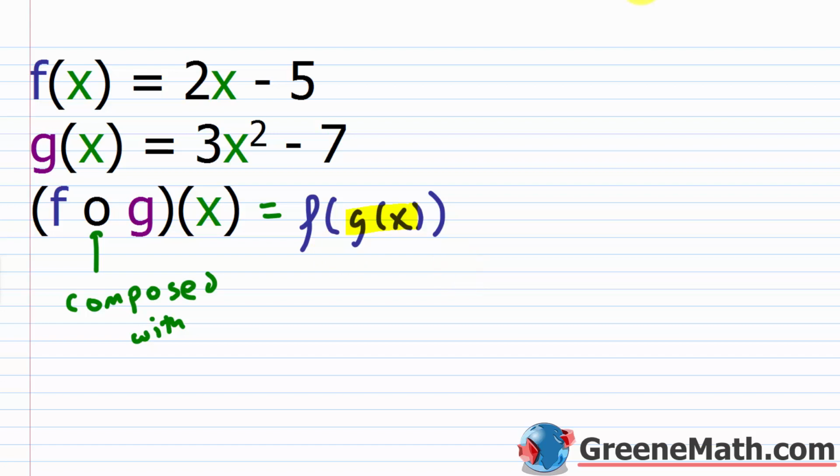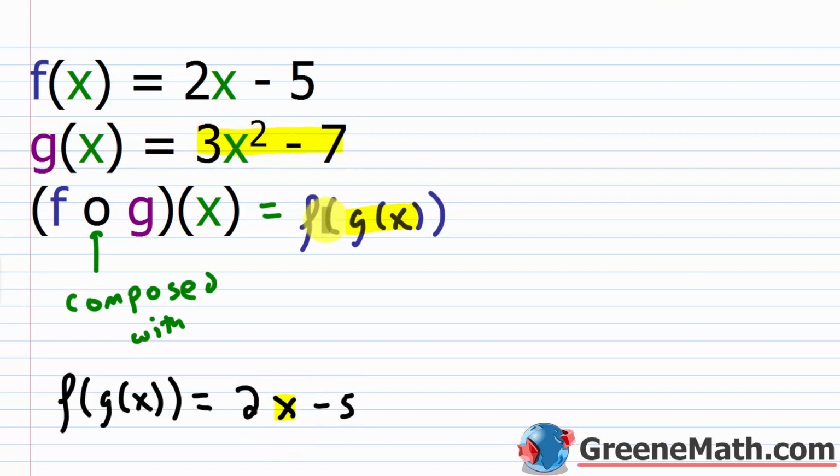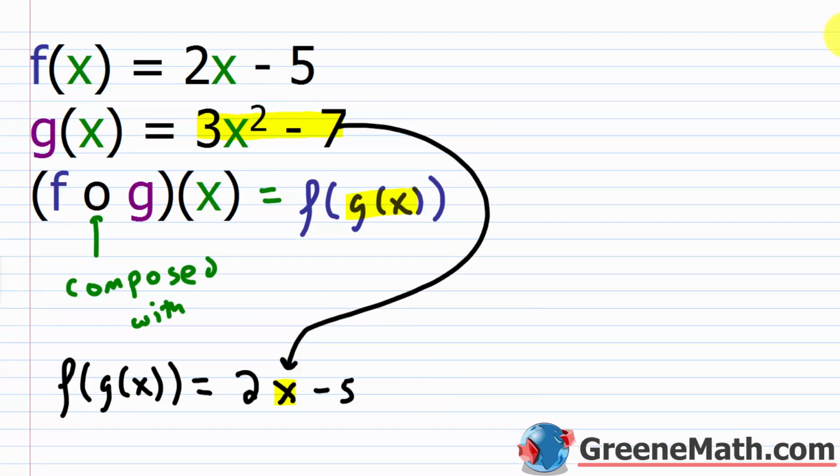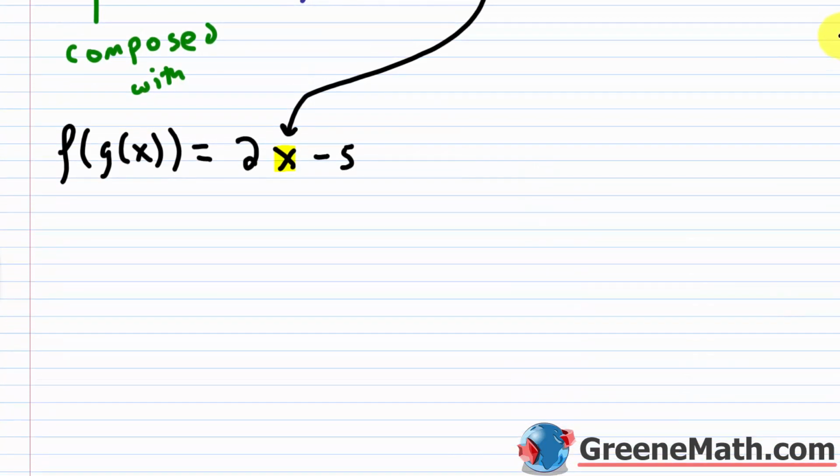The process is really, really simple. So what I'm going to do is I'm going to say that f of g of x is equal to what? So here's my f of x here. It's 2 times x minus 5. And what I want to do is I want to plug in for x the function g of x. So g of x is equal to 3x squared minus 7. So that's what I'm going to plug in right there for x. Okay, that's all I'm going to do. So let me scroll down and get a little bit of room going. So 3x squared minus 7, that's what we're going to plug in.